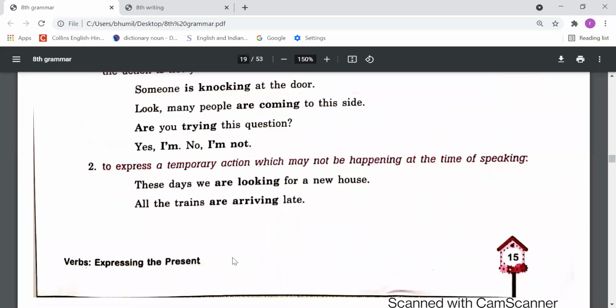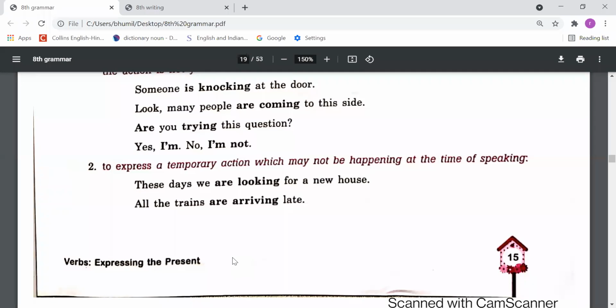Second point, to express a temporary action which may not be happening at the time of speaking. These days, we are looking for a new house. All the trains are arriving late. So dear students, sometimes for a temporary action, we should use this tense when the action is not happening at the time of speaking. Suppose in these days, you are making a computer application. And you go to a marriage and you meet your uncle, and your uncle asks you, what are you doing these days? And you say, I am making a computer game these days.